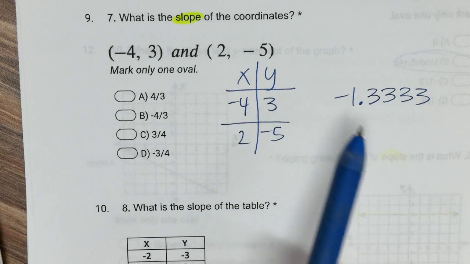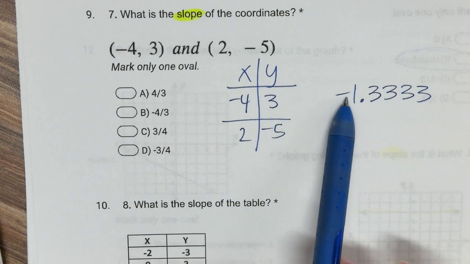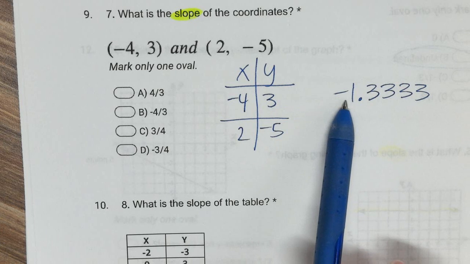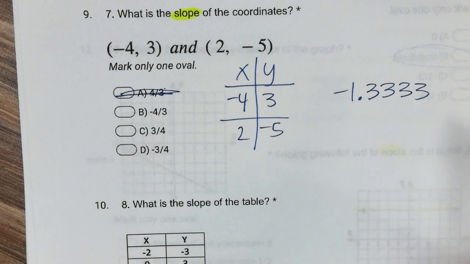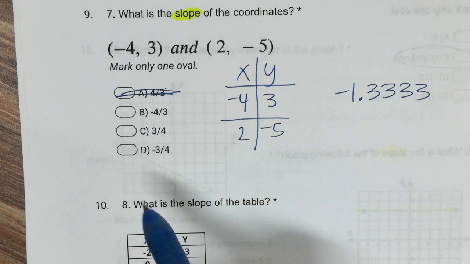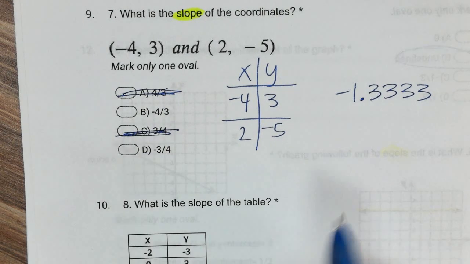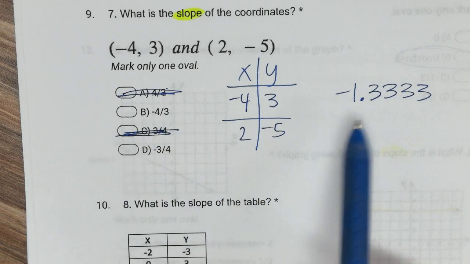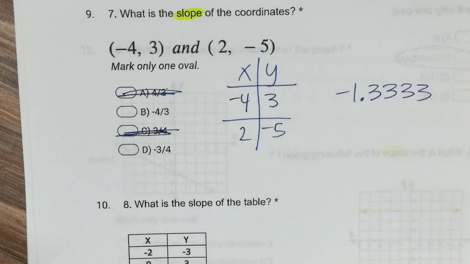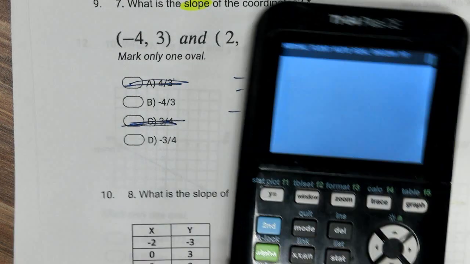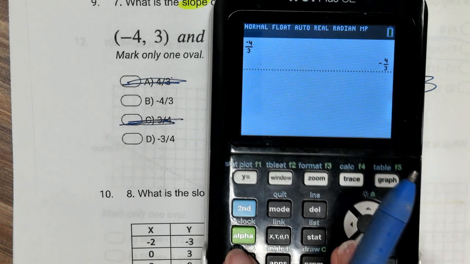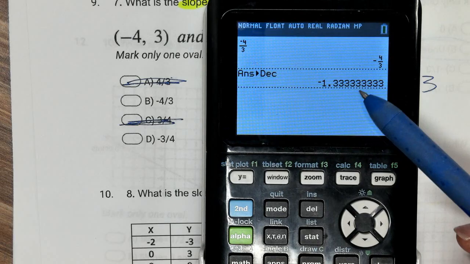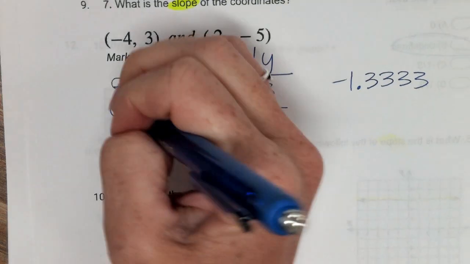So first of all, look at it. What kind of number is this? Negative or positive? So could I mark off A? Yes, because it's positive. This is negative. Could I mark off B? No. Could I mark off C? Now, all I need to know is which one of these is that as a decimal? So I go to my home screen. I type in alpha y equals -4/3, math decimal enter. Is that the answer? Yes.